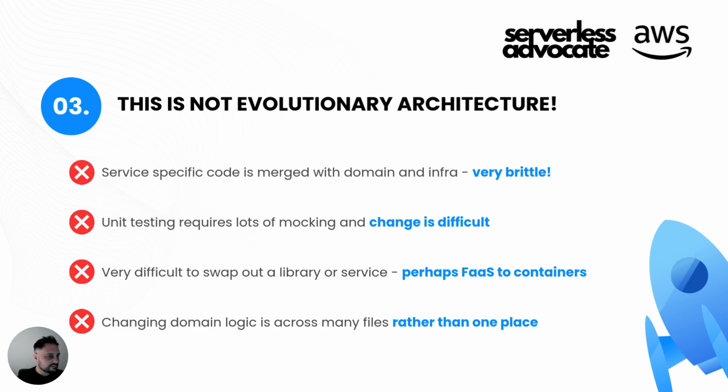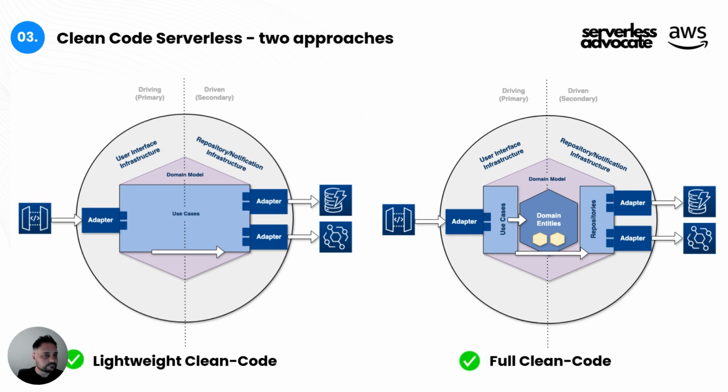It's now very difficult to swap out one framework or service like DynamoDB. We're then having to change many, many files just to swap that out. And again, changing domain logic can be across many, many files. And this is where I came up with two approaches, the lightweight clean code and the full clean code examples. Now, I've used this at various organizations now, and it works well and does actually scale.